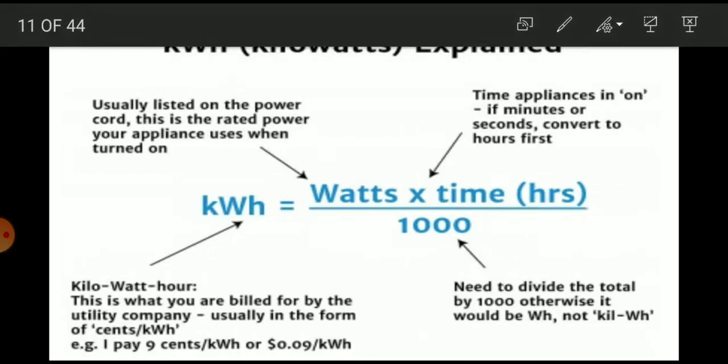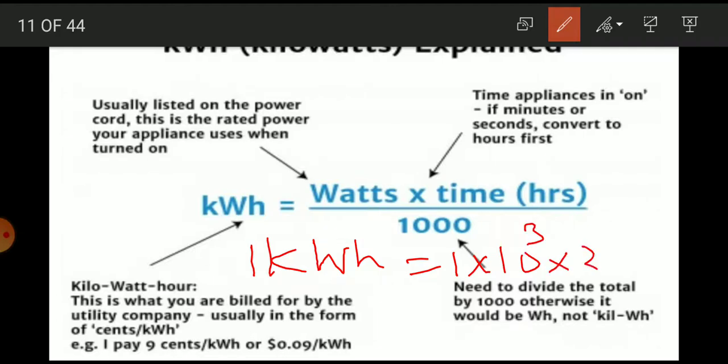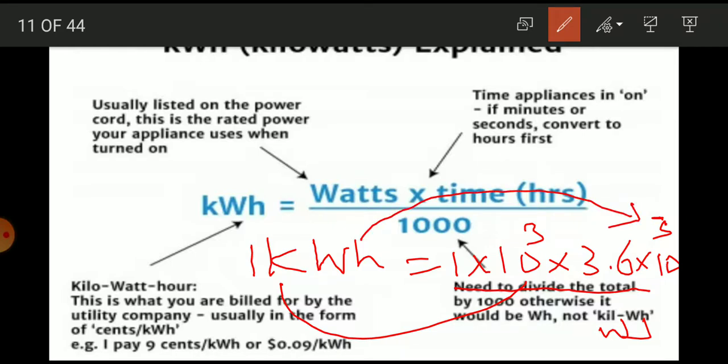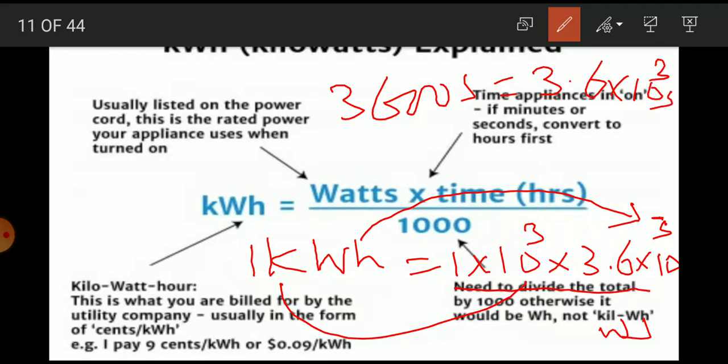Now I will do it again. 1 kilowatt hour is equal to 1 cross 10 raised to power 3 cross 3.6 cross 10 raised to power 3 watt second. In place of kilo you will write 10 raised to power 3. In place of hour you will write 3.6 cross 10 raised to power 3 second. In 1 hour there are 3600 seconds. So in place of 1 hour you can write 3.6 cross 10 raised to power 3 second.